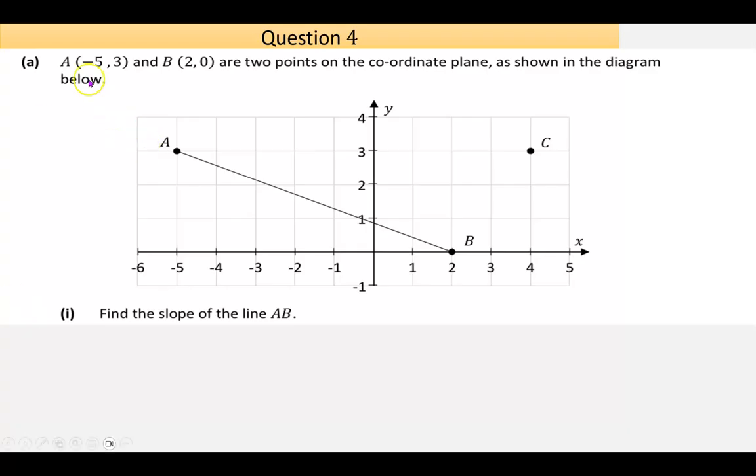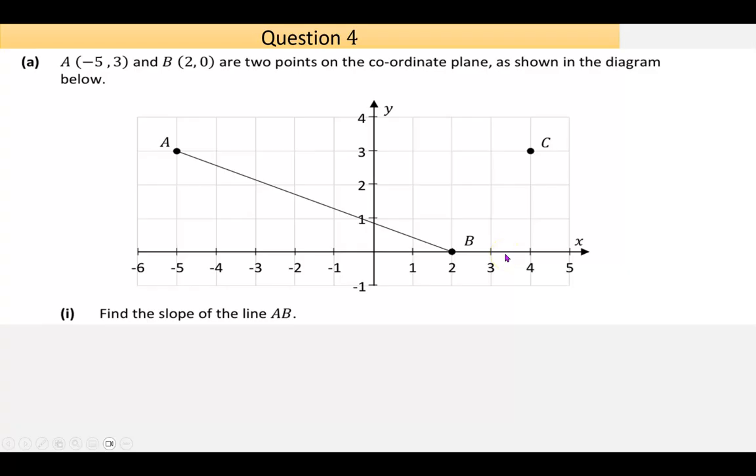So they give me this information. They say the point A has the coordinates -5 on the X, 3 on the Y, and B has the coordinates 2 on the X, 0 on the Y. So we know that this is along the x-axis, but they're showing us that.